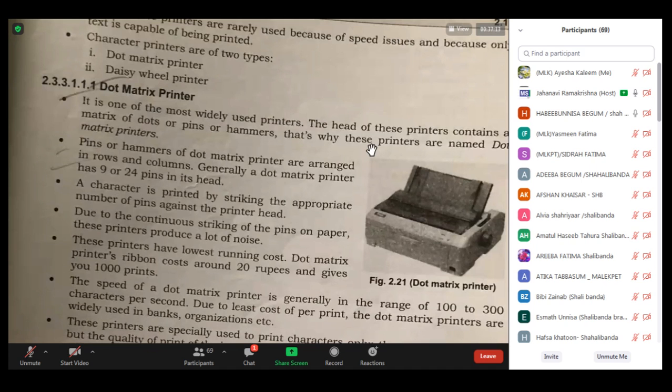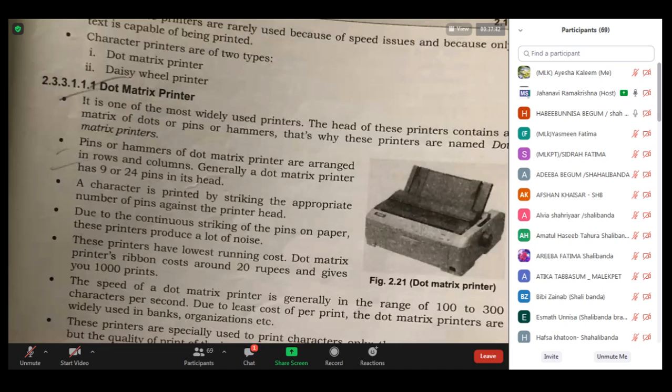Okay, so as the pins strike continuously on the paper, obviously they produce a large amount of noise, and they have the lowest running cost. The ribbon costs around only 20 rupees and gives you 1,000 prints. Very economical, right? The speed ranges from 100 to 300 characters per second.